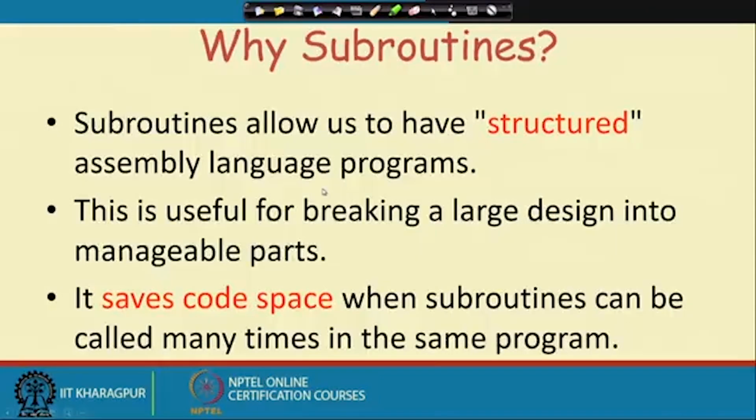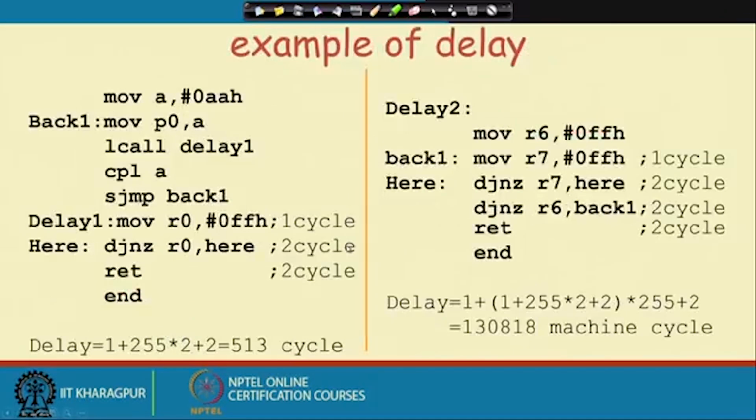So why should we use subroutines? They allow us to have structured assembly language programs. We can divide the whole job into a set of subroutines, and that is useful for making the program manageable. It also saves code space, because subroutines may be called several times in the program, so we do not need space every time. If you repeat the same piece of code, then the space requirement of the program will be high.